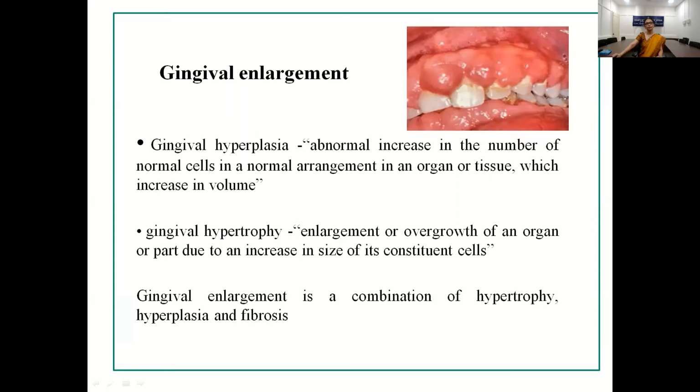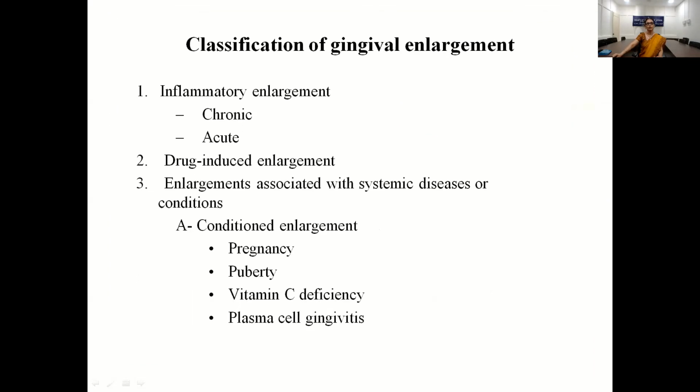Now you see what is hyperplasia. Hyperplasia is an abnormal increase in the number of normal cells in the normal arrangement in an organ or tissue which increases in volume. Whereas hypertrophy is an enlargement or overgrowth of an organ or part due to an increase in size of its constituent cells. And gingival enlargement is a combination of hypertrophy, hyperplasia and fibrosis.